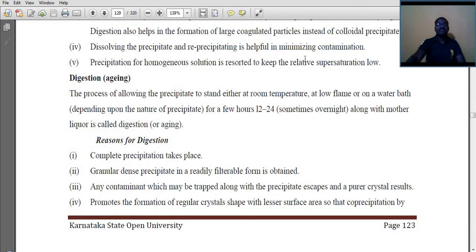In that, digestion is a process of allowing the precipitate to stand, either at room temperature, at a low flame, or on a water bath, for a few hours along with the mother liquor. This is called digestion.